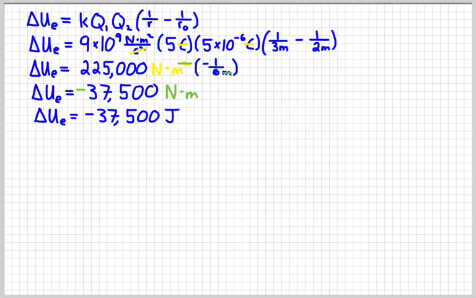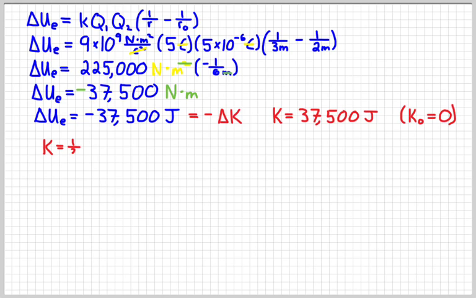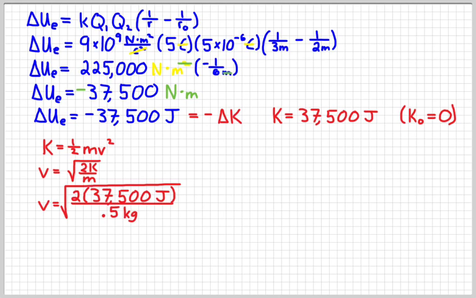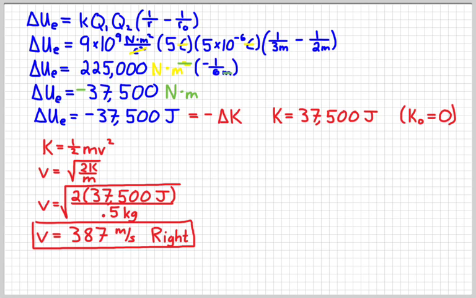So this sphere has lost 37,500 joules of energy, which is going to be equal to the gain of the kinetic energy. Since it started with no kinetic energy, now it's got 37,500 joules of kinetic energy. And so solving our kinetic energy equation for velocity, something we should definitely be able to do, that would give us something like 387 meters per second, so faster than the speed of sound, basically. And don't forget the direction, it's moving to the right.